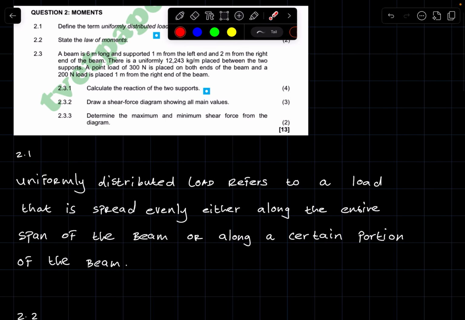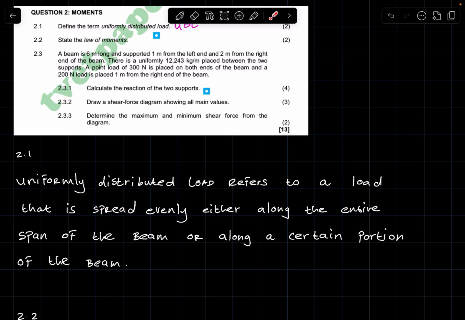2.2, state the law of moments, right? The law of moments is one of the conditions of equilibrium. Now, if you are doing moments, it means you've already done the first module, which is motion, energy, and power, right? In that module, we looked at a topic based on dynamics, where we consider Newton's laws of motion, so the first, second, and the third law.